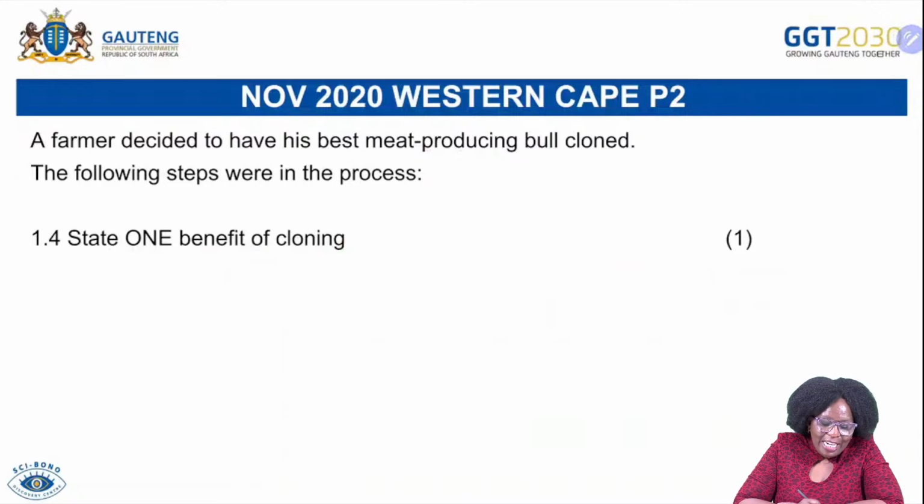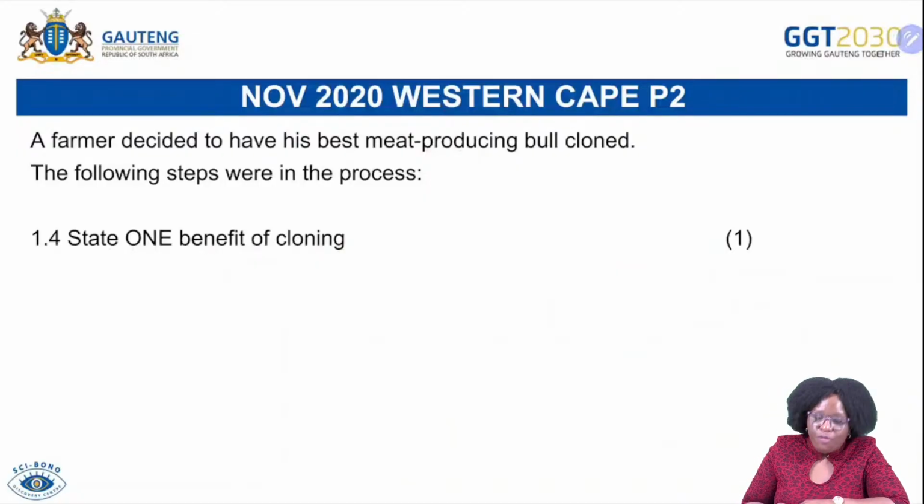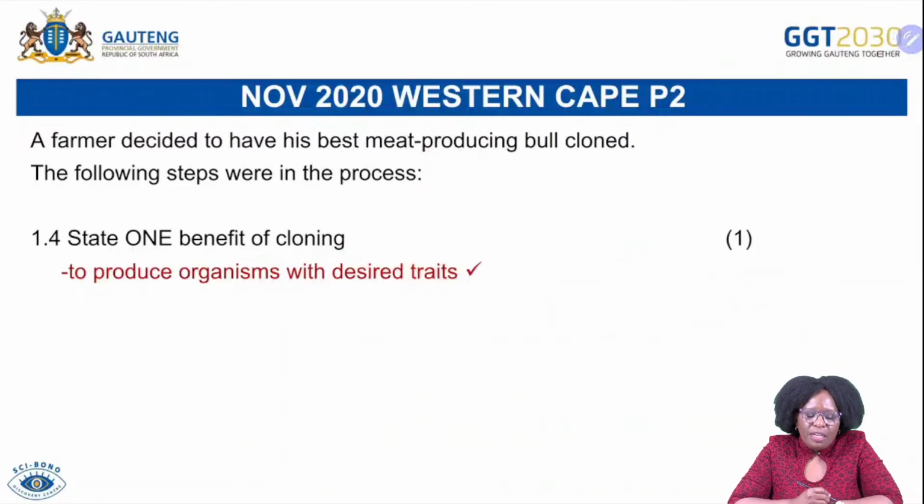Then state one benefit of cloning for one mark. This is a walk in the park. You have learned about the different benefits of cloning, of which you can recite them, but the examiner is only asking you for one benefit. So there are different benefits. One of the benefits will be to produce organisms with desired traits.